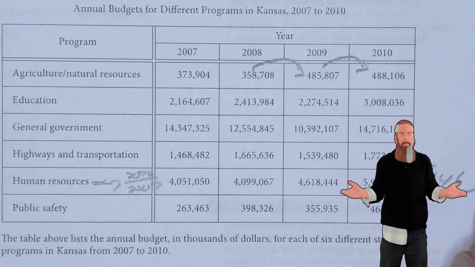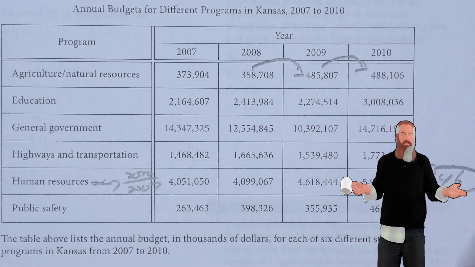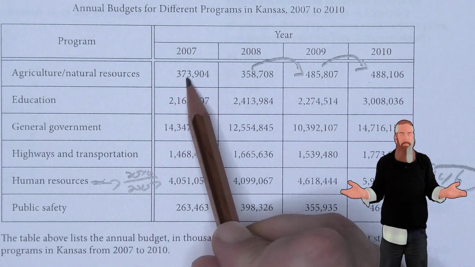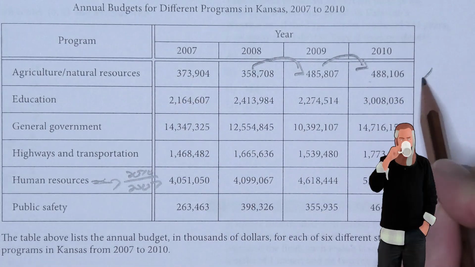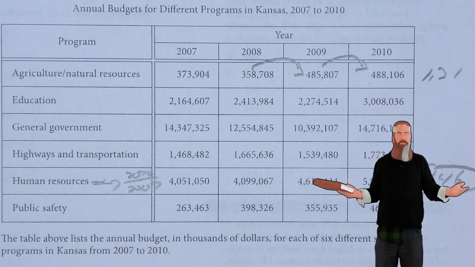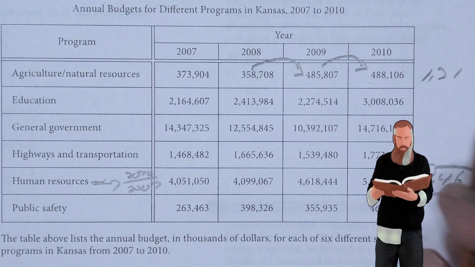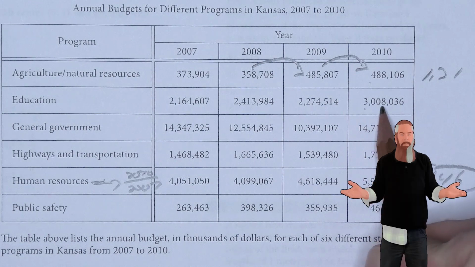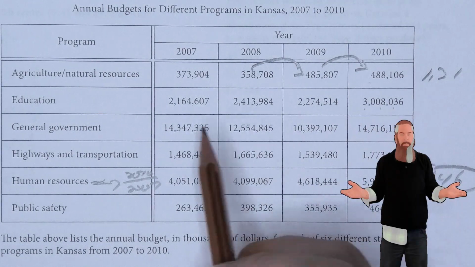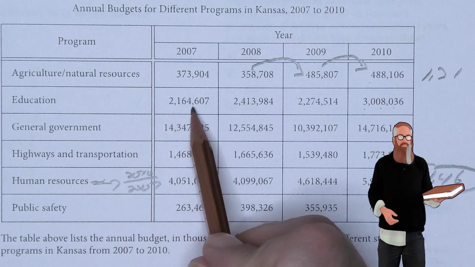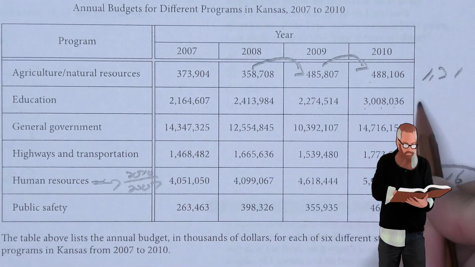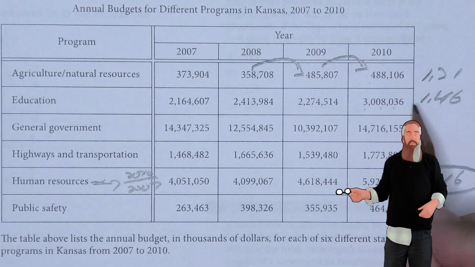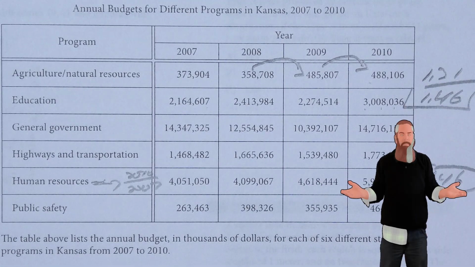Now the key here is this is the number I'm really looking for. So I can say 488,106 divided by 373,904 and get a 1.31. That seems fairly close. If I say 3,008,036 divided by 2,164,607, then I'm going to get approximately 1.46, which I'm going to call fairly spot on.